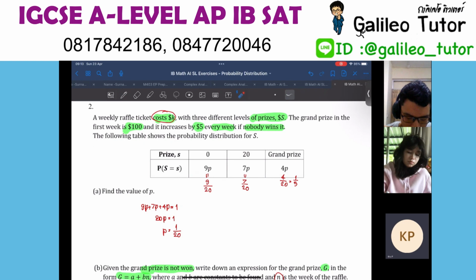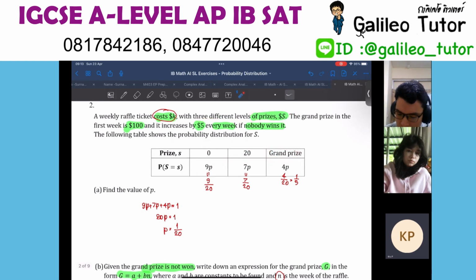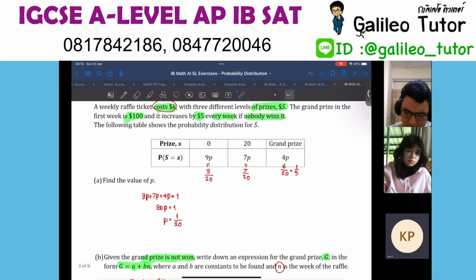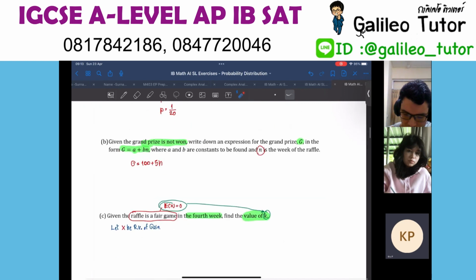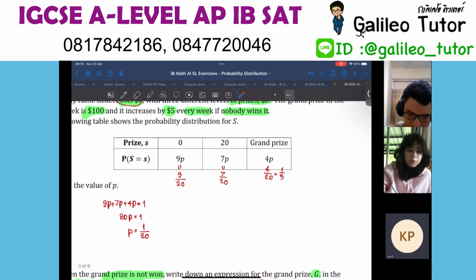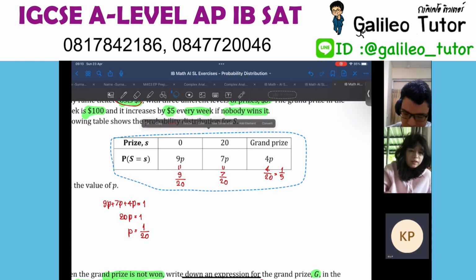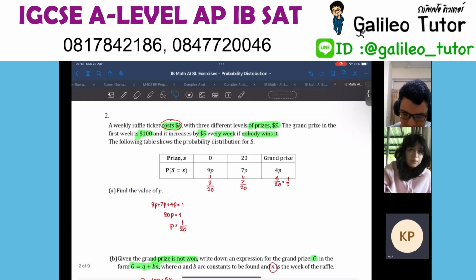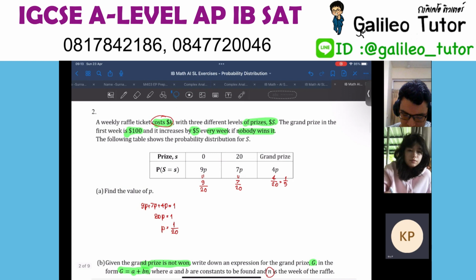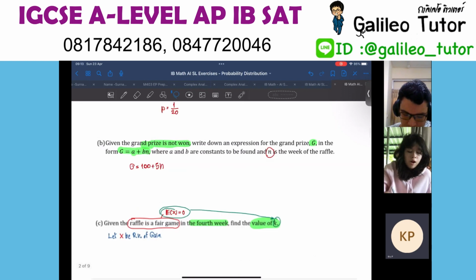And the weekly raffle ticket cost is k. We have three different prizes: $0, $20, and the grand prize. How can we have the grand prize? The grand prize is $100 and increases by $5 every week. So in the fourth week, what is the grand prize? It would be, if nobody gets it, $115. Yes.